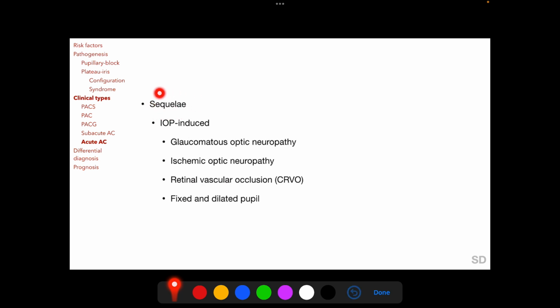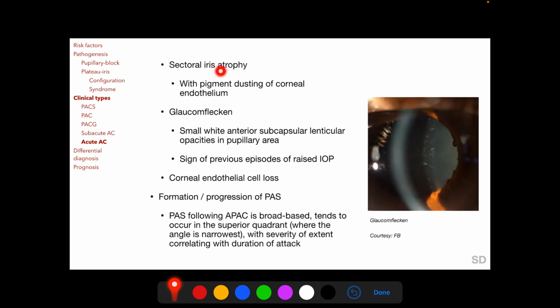Sequelae of an attack of acute primary angle closure include IOP-induced mechanical glaucomatous optic neuropathy, vascular ischemic optic neuropathy, retinal vascular occlusion such as CRVO, fixed and dilated pupil, sectoral iris atrophy with pigment dusting of the corneal endothelium, and glaucomflecken, which are small white anterior subcapsular lenticular opacities in the pupillary area, as seen here in this photograph, and they are a sign of previous episode of raised intraocular pressure and corneal endothelial cell loss.